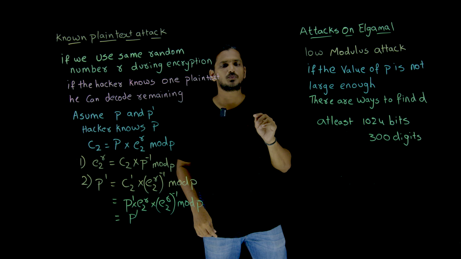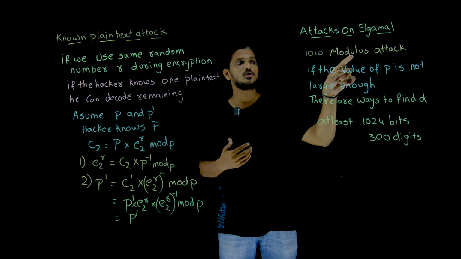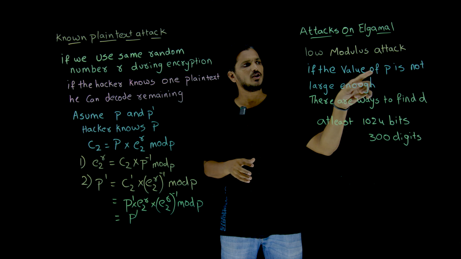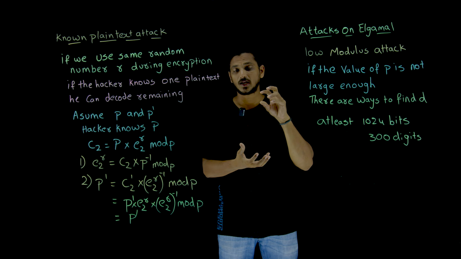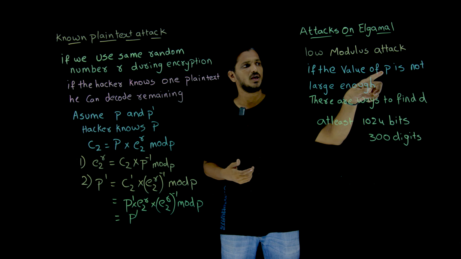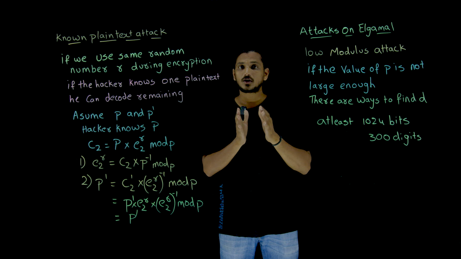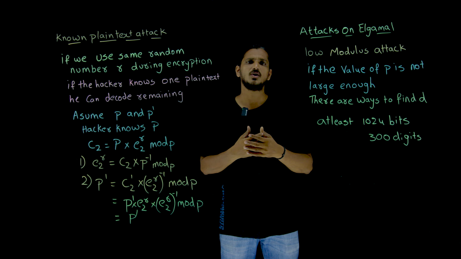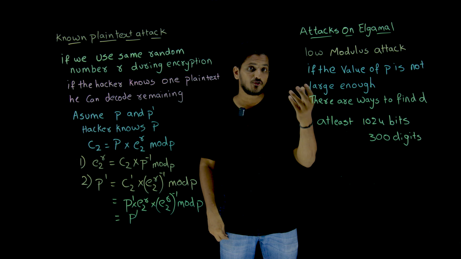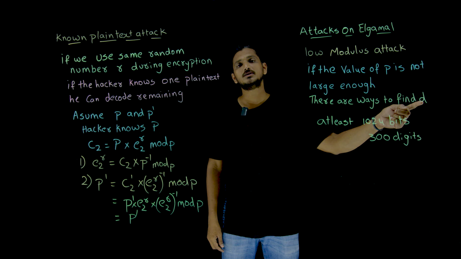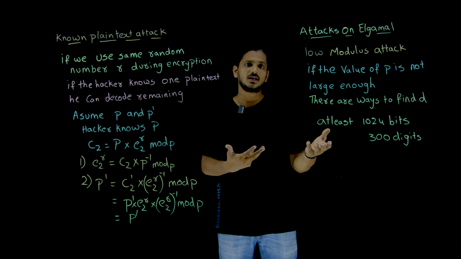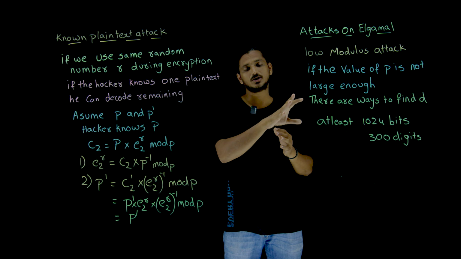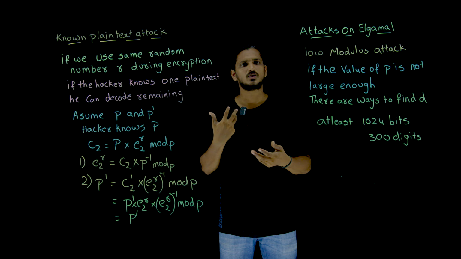So the first attack which is possible is a low modulus attack. Suppose the value of p, a prime number you randomly select in the Elgamal system, is not big enough. If you consider a small value, it is very easy. There are some ways to identify the D value, the private key value, easily if the value of P is small.